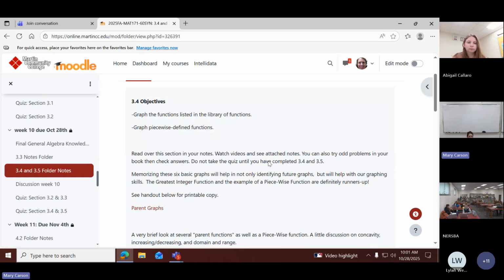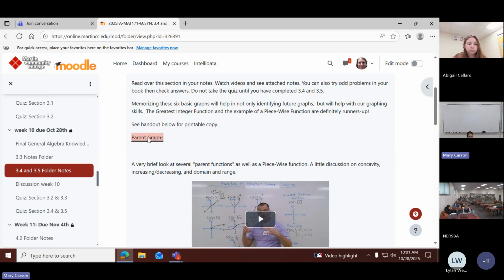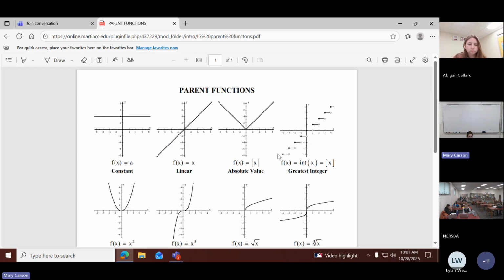So 3.4, we're going to go over these. Take a look at these parent graphs first. So 3.4 is going over piecewise functions. I'm going to do a couple of examples with you guys today, just kind of going back over that. And then 3.5 is covering transformations.